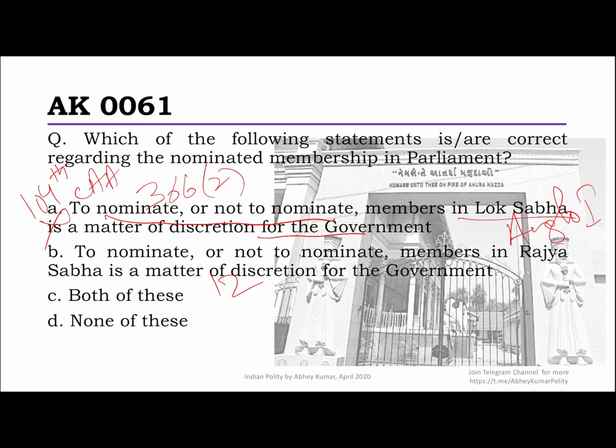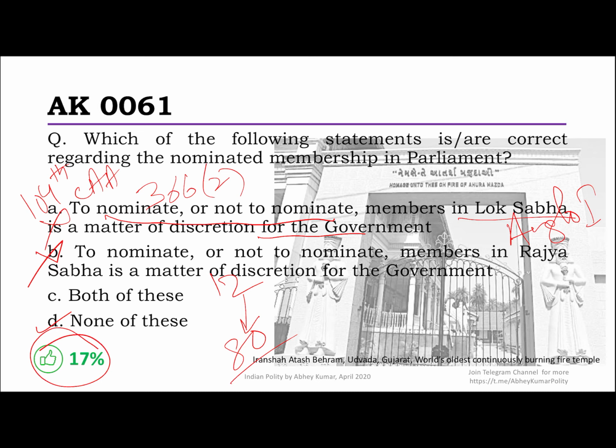Now for this, if you quickly go and read Article 80 of the Constitution, it very clearly says that Rajya Sabha shall consist of 12 members. It shall consist. There is no option for the government to nominate or not nominate. They have to. So this is also wrong. Hence the correct answer here should be option D, that is none of these. And as you can see, the performance on this basic idea was poor. But anyway, I think at that time you may not have been aware of the 104th Amendment.